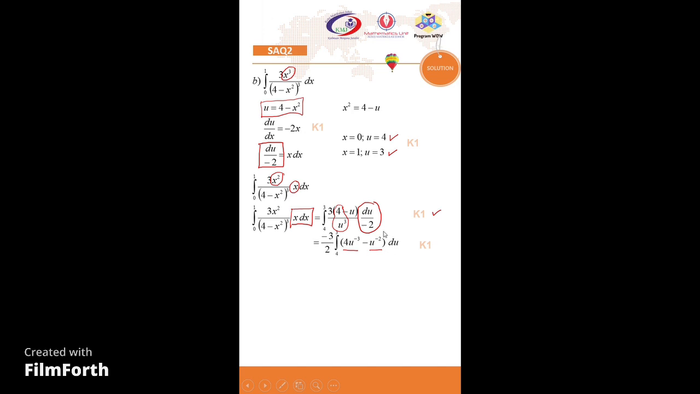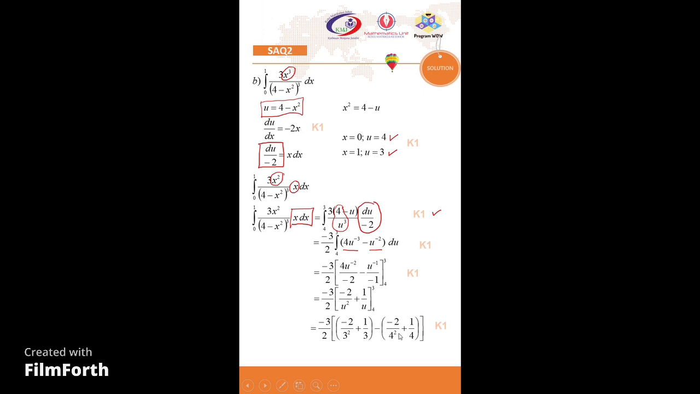Okay, so in this expression, you can integrate separately, meaning you integrate u to the power of negative 3 and you integrate u to the power of negative 2. So the process for integration, you get 1 mark, and the next mark is for you to substitute the upper and the lower limit.